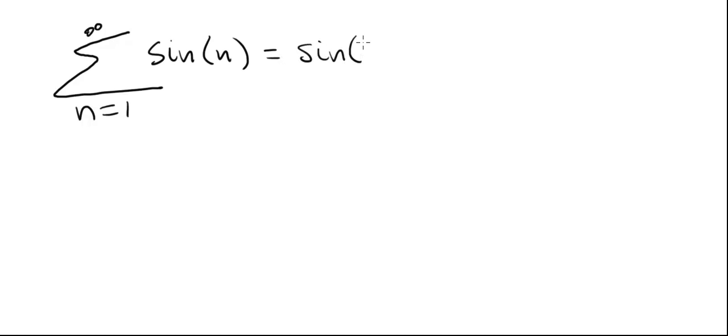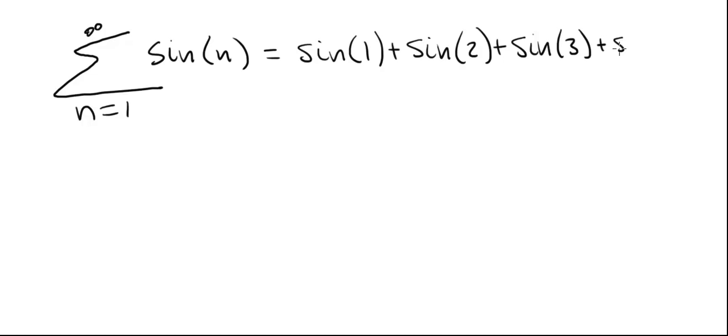We're going to take a look at the series from 1 to infinity of the sine of n. Now this is equal to sine of 1 plus sine of 2 plus sine of 3 plus sine of 4 and so on, where 1, 2, 3, and 4, and all n are measured in radians. And we're going to use the test for divergence.